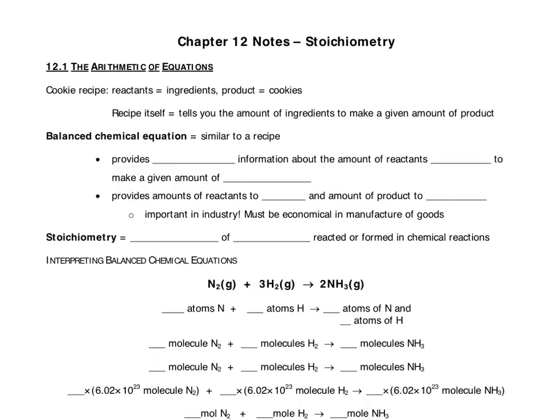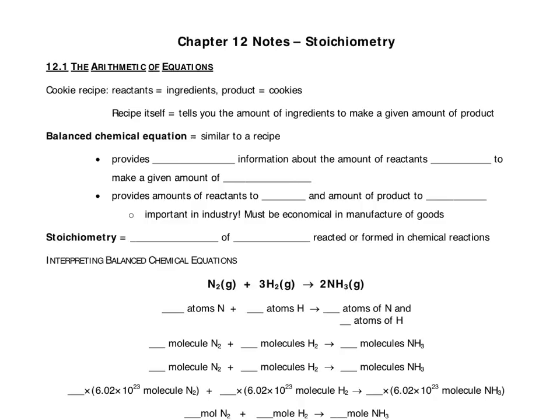We can kind of equate it to a recipe. For example, if we have a cookie recipe, the reactants would be the ingredients like the flour, the sugar, the chocolate chips, and the product would be the actual cookies. The recipe would be like the balanced equation. It tells you the amount of ingredients you need to make the product, the cookies. So again, a balanced equation is similar to a recipe.